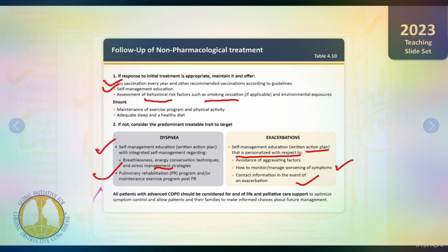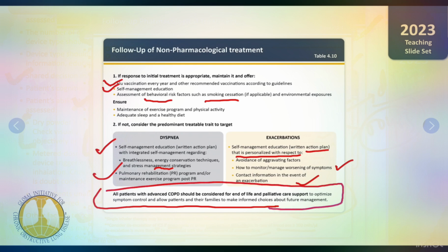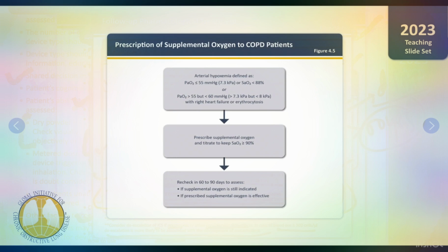Then they are telling all patients with advanced COPD should be considered for end-of-life palliative care support. So all patients with advanced COPD should be considered for end-of-life and palliative care support to optimize symptom control and allow patients and their family to make informed choices about future management.